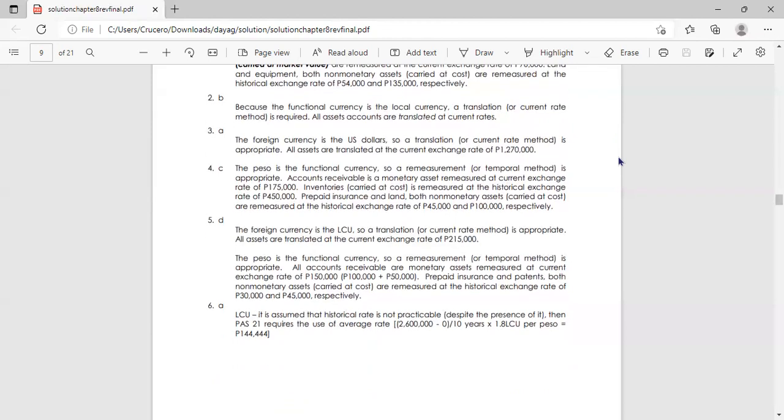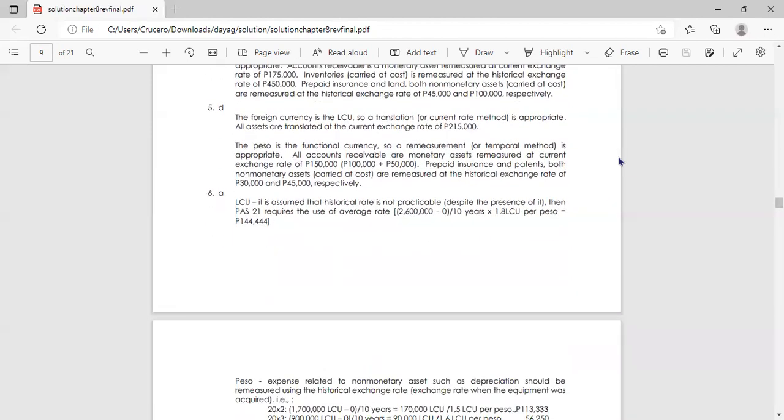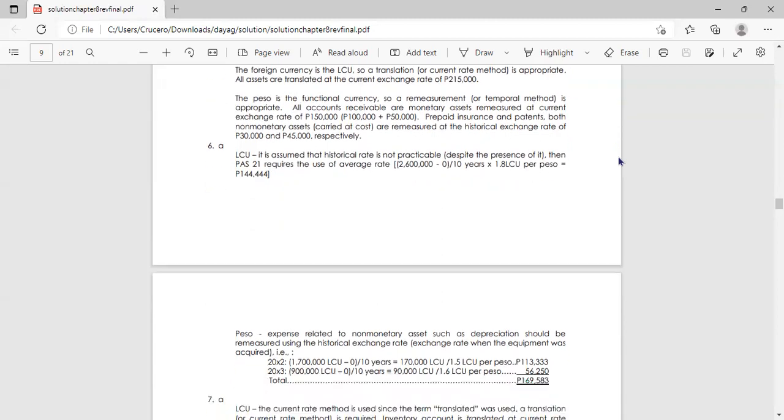The foreign currency is the local currency unit, so a translation or the current rate method is appropriate. All assets are translated at the current exchange rate. So we have now the total of 215,000. Now, some of the assets are monetary, some are non-monetary, but we now use the current rates. Then number 6, question.